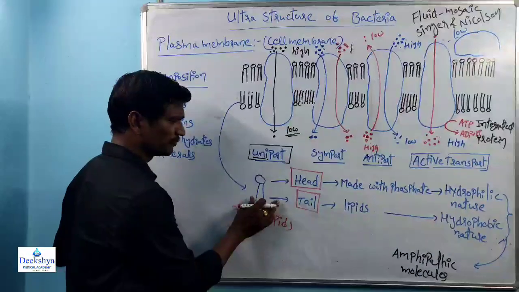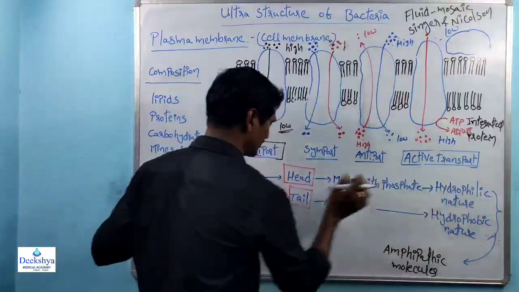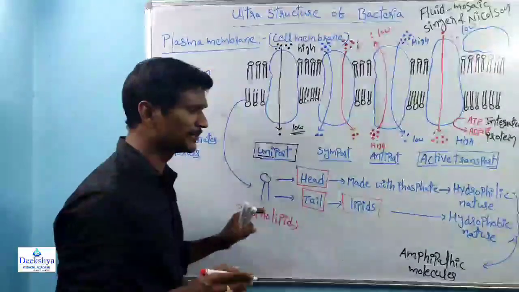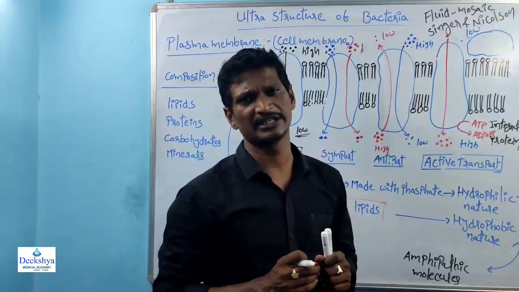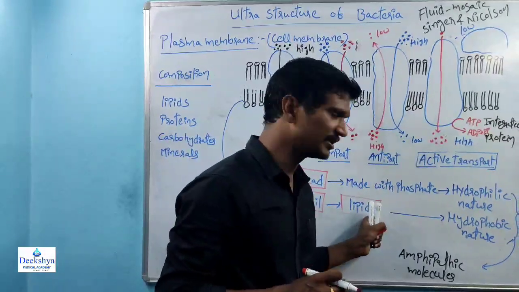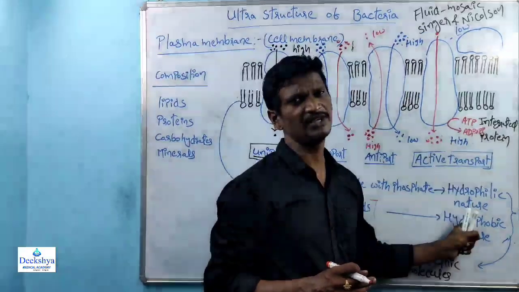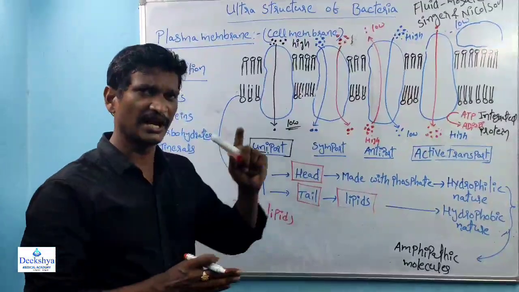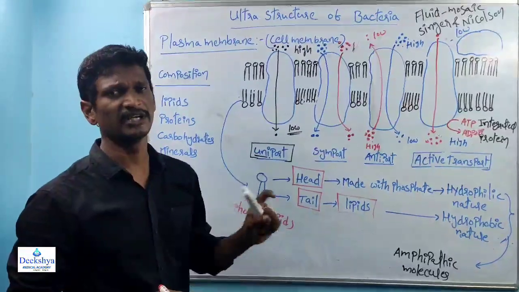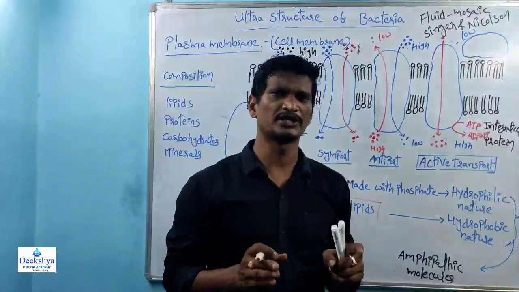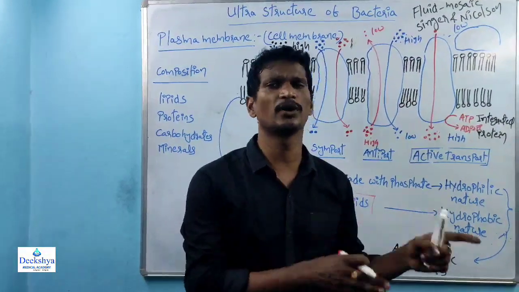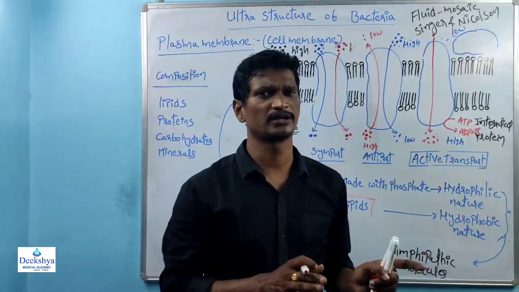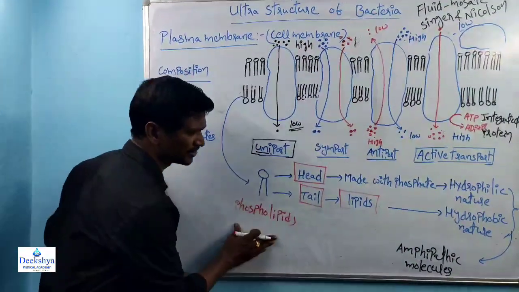So within the phospholipid, the head moiety has hydrophilic nature, and the tail moiety is especially made with lipids. Lipids are insoluble in water, so lipids have hydrophobic nature. So within the phospholipid structure we have a head moiety and a tail moiety, and we discussed two points: hydrophilic compounds are soluble in water, and hydrophobic compounds are insoluble in water. So that is about the phospholipid structure.